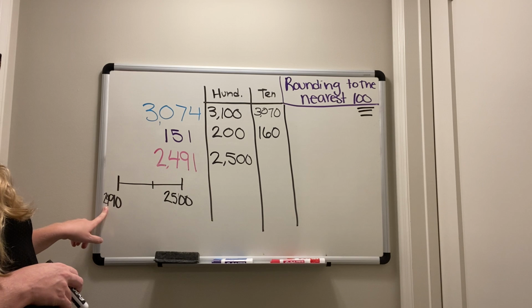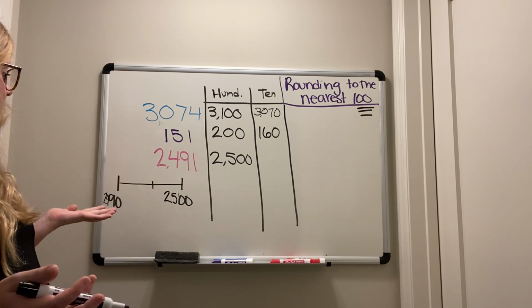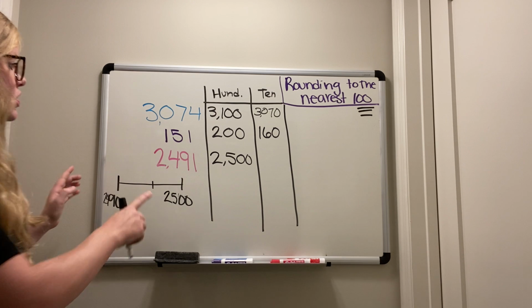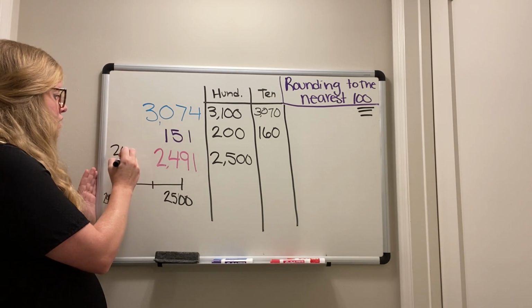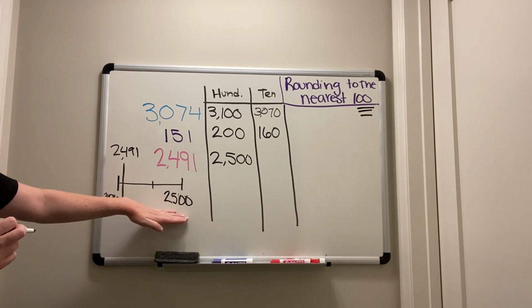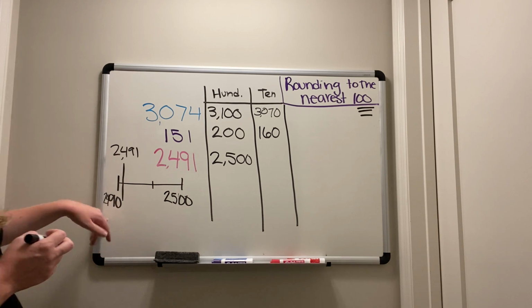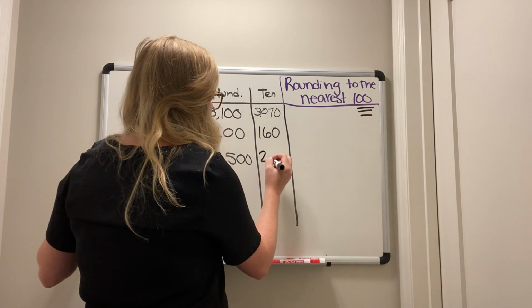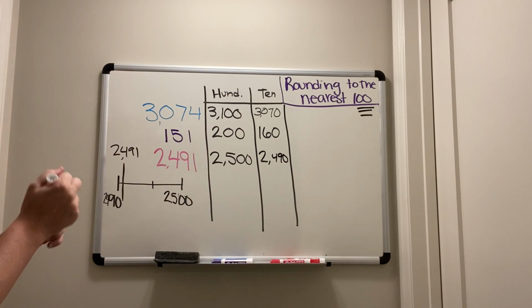So 2,490, 2,500, which would be closer to? 2,491 would be like right there. So are we closer to 2,490 or 2,500? Good, we're closer to 2,490. Okay.